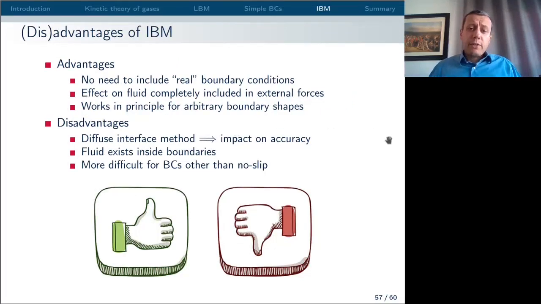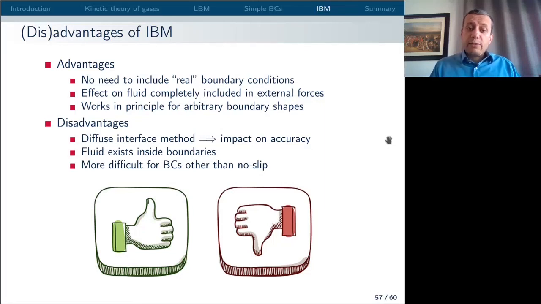A few advantages and disadvantages of immersed boundaries. There's no need for a real boundary condition. The effect is completely included in external forces. So any Navier-Stokes solver that supports forces will work with the immersed boundary method. And in principle, you can use it for arbitrarily shaped boundaries.